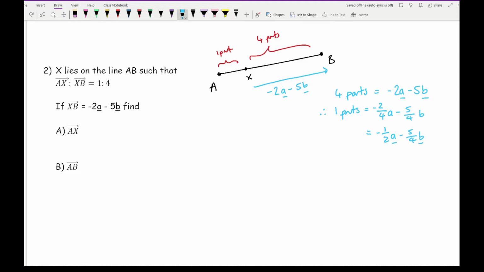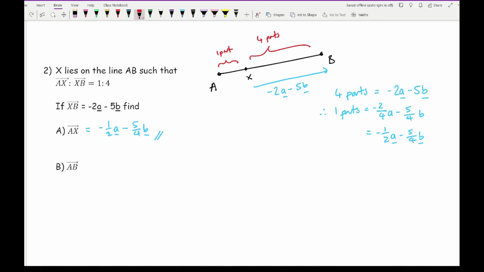So then going to the question, I want to work out AX. Well, that's 1 part, so that is going to equal minus a half a minus 5 over 4 b. Now if you wanted to give it as decimals, so minus 0.5a minus 1.25b, that would still get you full marks. But I'm going to stay with fractions because I don't have to do any converting. The next thing it says is to work out AB.